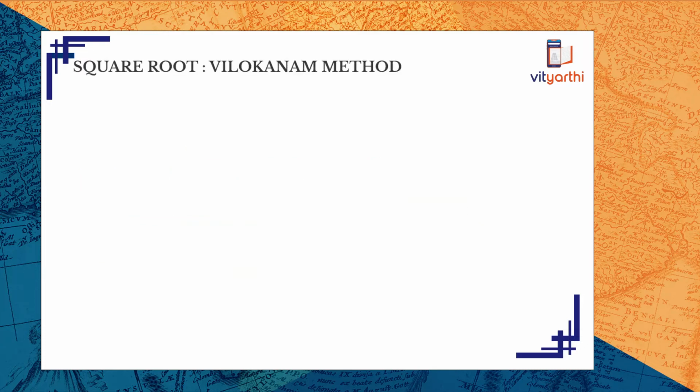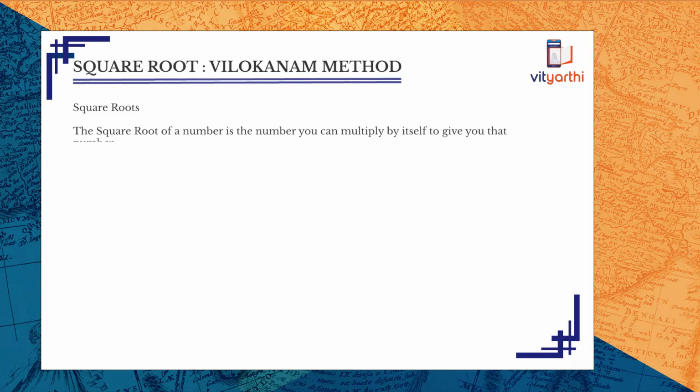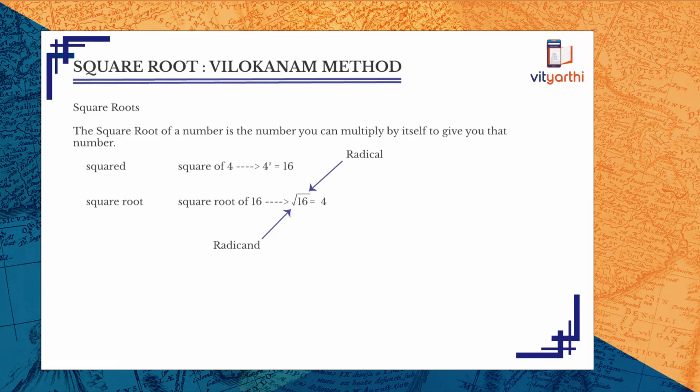What is square root? The square root of a number is the number you can multiply by itself to give you that number. As we know that the square of 4 is 16 and the square root of 16 is 4. How can we write down square root? Square root means to the power half. 5 square is 25. So 5 can be written as 25 to the power of half, or we can say that 5 equals root of 25.